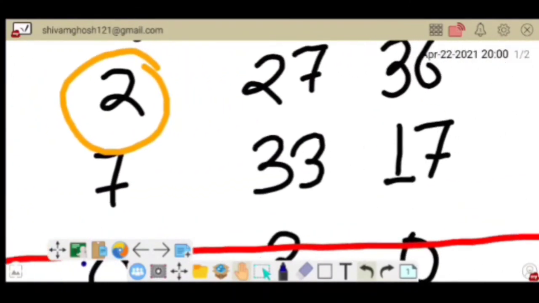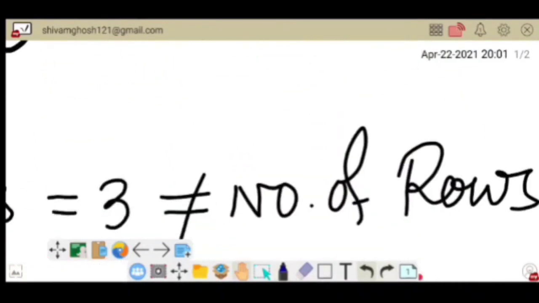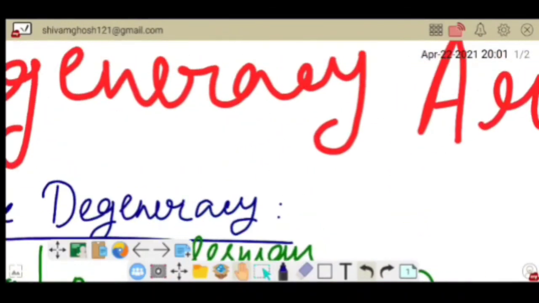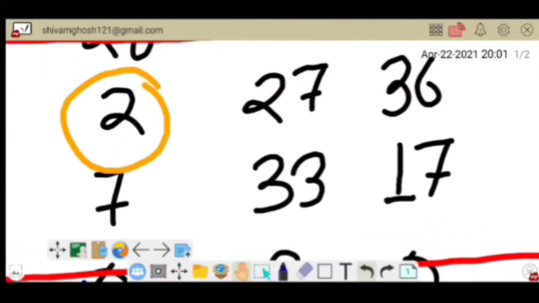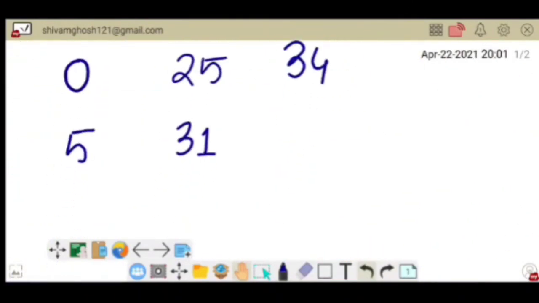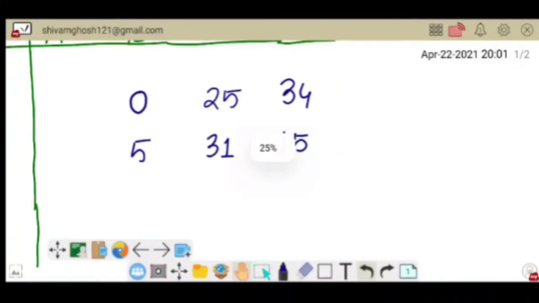And then we have to deduct 2 from 33, so 33 minus 2, the amount will be 31. And in the next line, that will be 17, from which 2 will be deducted, so 17 minus 2, that will be 15.